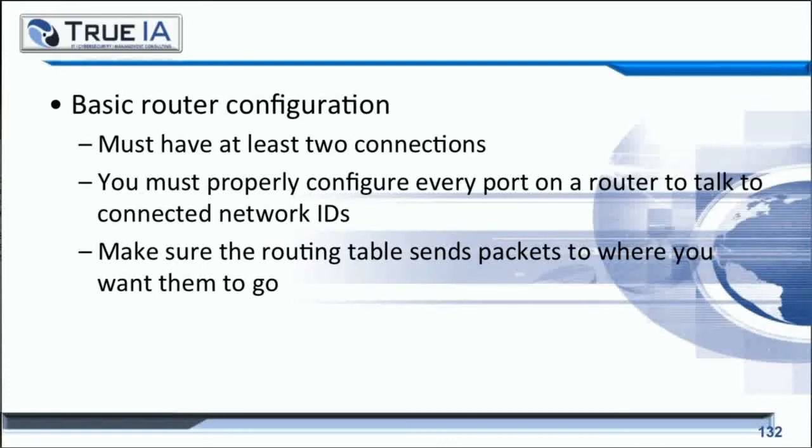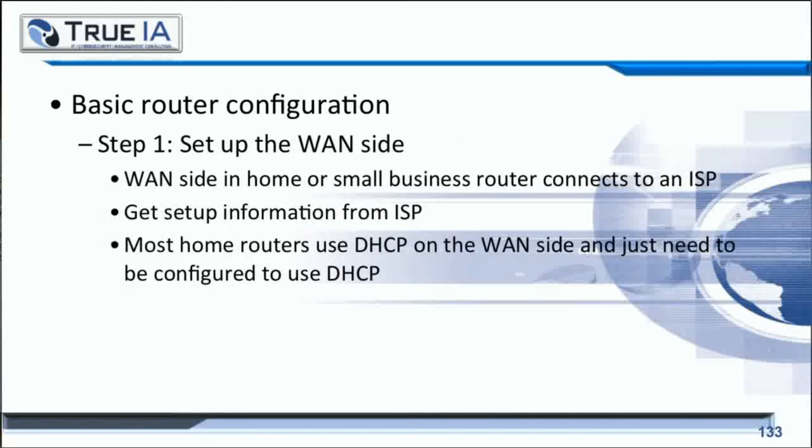So to perform basic router configuration, you must have at least two connections. You must properly configure every port on the router to talk to connected network identifiers. And then make sure the routing table sends packets to where you want them to go. The first step would be to set up the WAN side. The WAN side in home or small business routers connects you to the ISP. You'll usually get this setup information from the ISP itself. Most home routers are going to use DHCP on the WAN side, and all you need to do is just plug it in and wait for the configuration to complete.